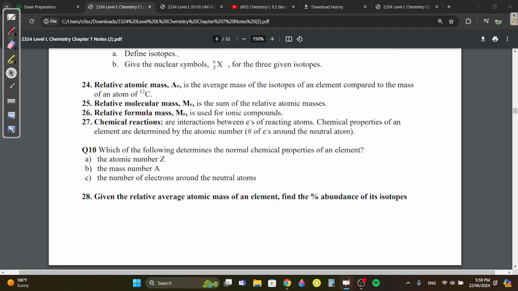Which of the following determines the normal chemical properties of an element? What determines it? Hold up. Yeah, it's actually right here. The chemical properties are determined by the atomic number. Because how do we tell what the element is? We can tell by the protons. We can't tell by the mass because the mass changes. But one thing that every nucleus of the same element has is the same number of protons. So the atomic number is E.